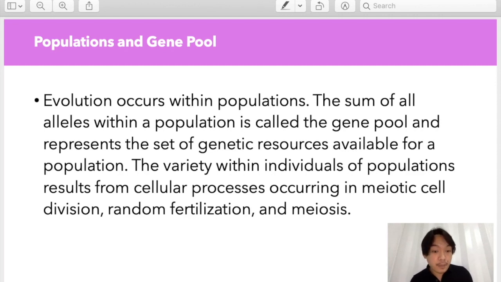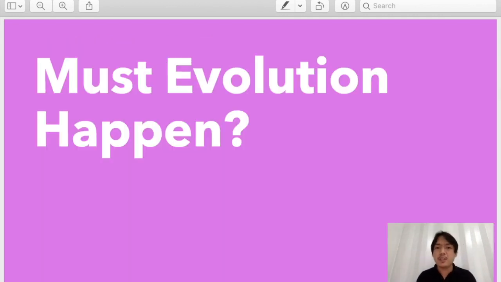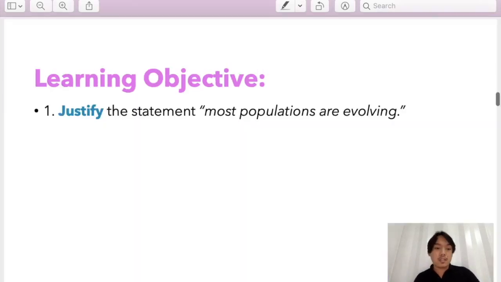Evolution occurs again within populations, and the sum of all alleles in the population is called the gene pool and represents the set of genetic resources available for the population. So the variety of individuals of a population results from cell processes occurring in meiotic cell division, random fertilization, and also meiosis. So must evolution happen? That's a big, big question. Why does it happen, and why is Charles Darwin insisting that it happened with natural selection?